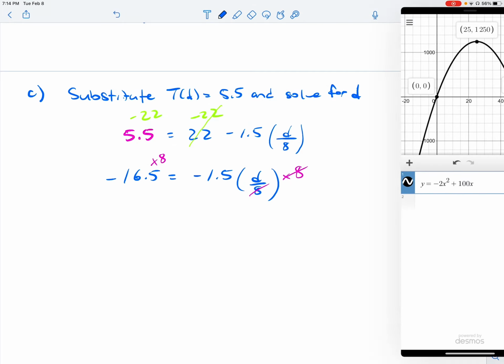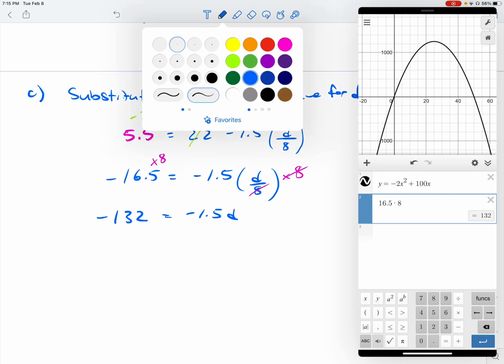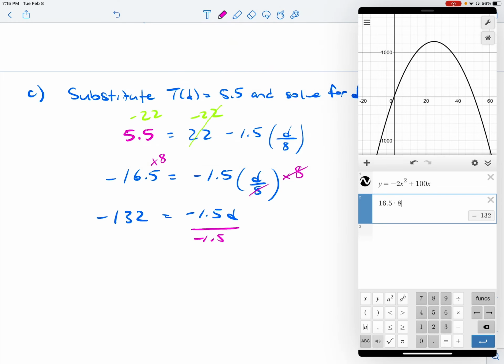I'm just going to bring up Desmos just to do 16.5 times 8. This is going to be a negative value, negative 132. And our last step is to divide both sides by negative 1.5. Whatever you do to one side, you always do to the other. This works out to, I believe, take my previous answer, divide it by the 1.5, I get 88.